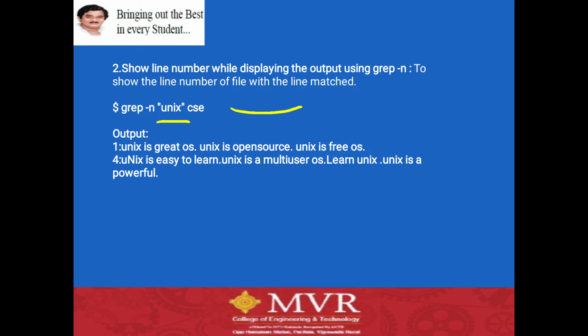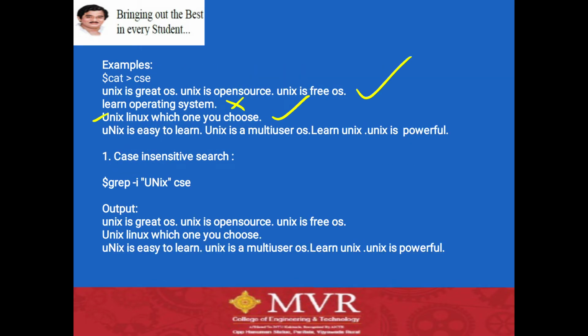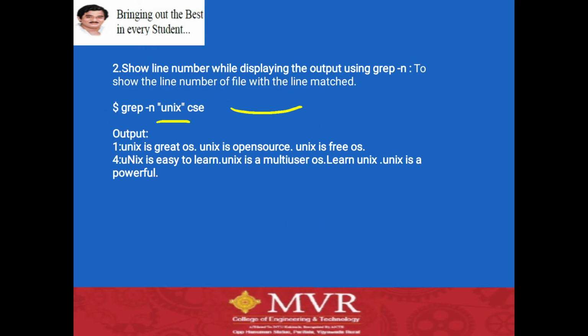That's why, see the fourth line. In the fourth line, I have given small unix, then capital Unix, and again at this place unix is in all small letters. So this fourth line matches the given pattern. That's why the fourth line will also be displayed. As we are using the -n option here, it will also display the line numbers, that is, the first line is matching and the fourth line is also matching. That is the thing you need to understand. Got it?